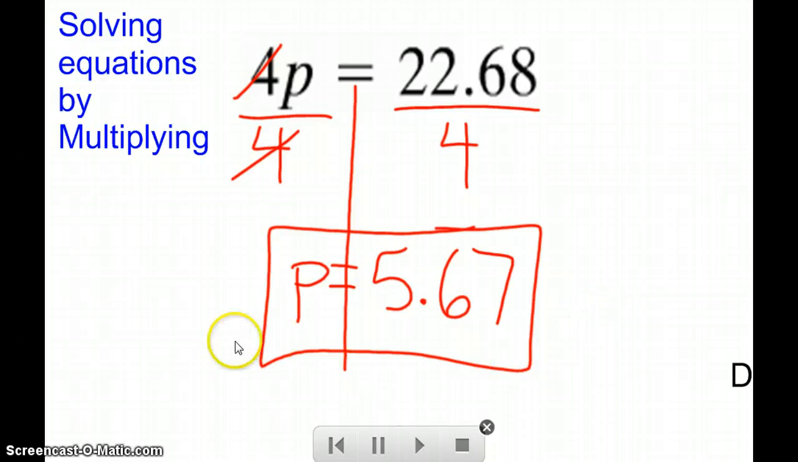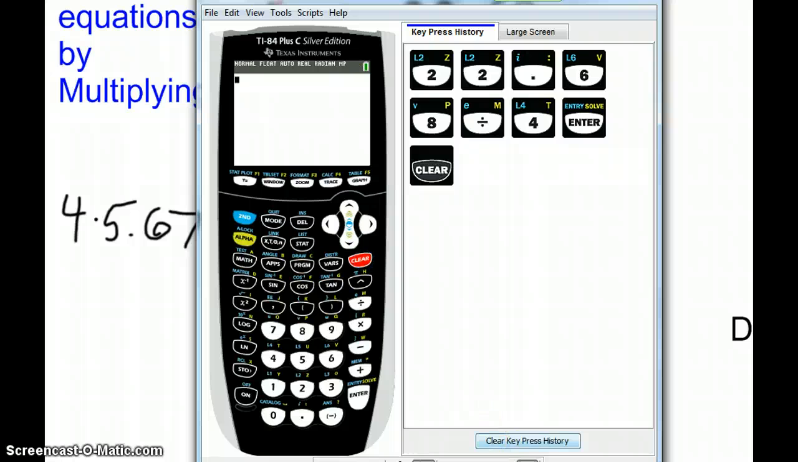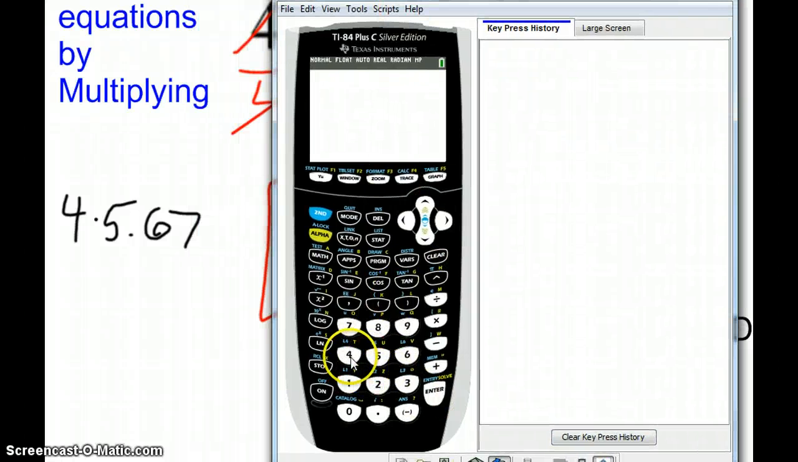One thing that I do want you guys to get in the habit of doing, though, as I mentioned last week, is that I would prefer that you now take this, and just over on the side, just really quick, do 4 times 5.67 and see if we get 22.68. So we're going to go to the calculator. We're going to have to do 4 times 5.67, basically doing the whole thing backwards, just to make sure that it comes out to what we had in our open sentence.